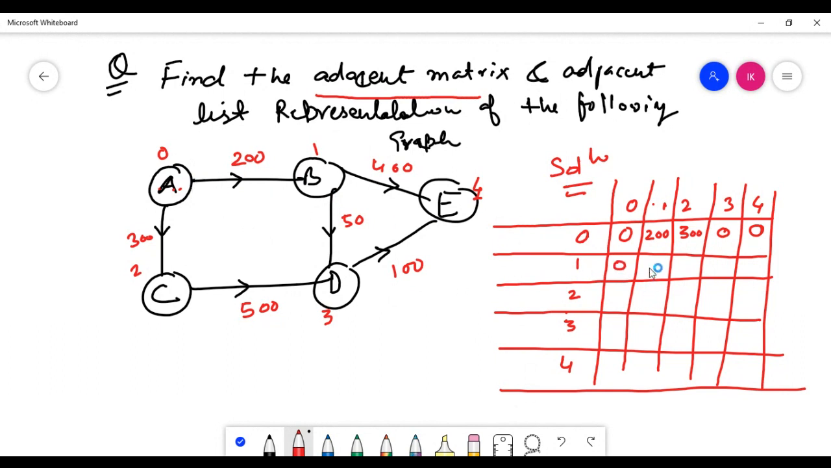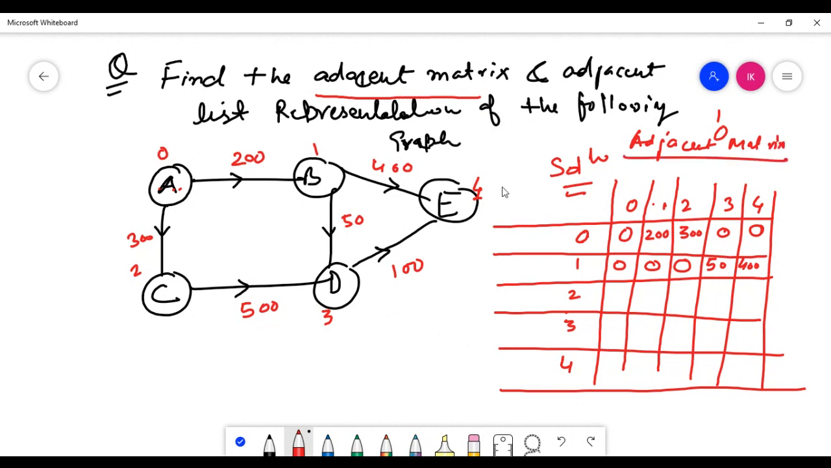1 to 1, no path here, 0. 1 to 2, where is 2? Here, no direct path, 0. 1 to 3, the path exists, the weight is 50. If there is no path, write 0; if a path exists, write its weight, such as 50, 400, 200, 500. 1 to 4 is 400. This is the adjacent matrix.